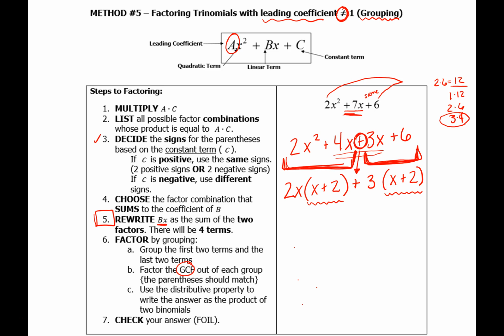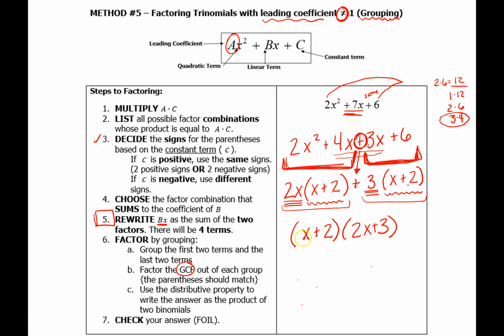That's good, because what that means is that we can take out another GCF, because this term and this term both have something in common, x plus 2. So I'm going to write x plus 2, and then my second factor is going to be these original GCFs that I found, 2x plus 3. I can FOIL these two back together to check, and it's going to give me my original problem.